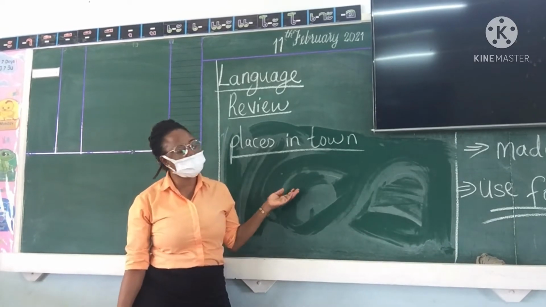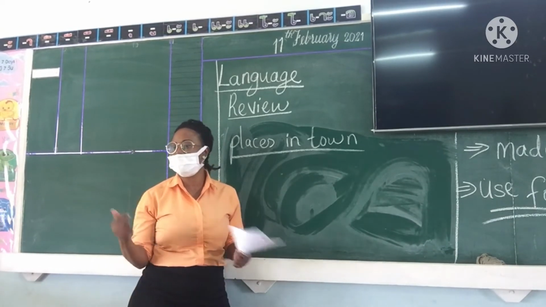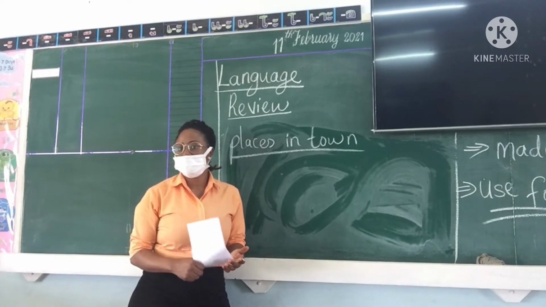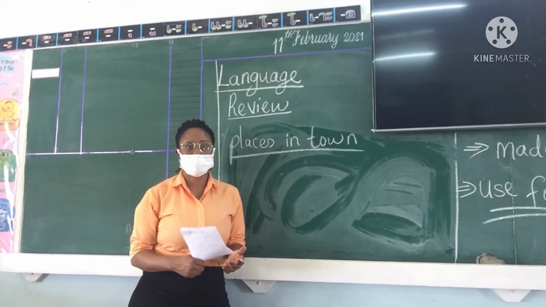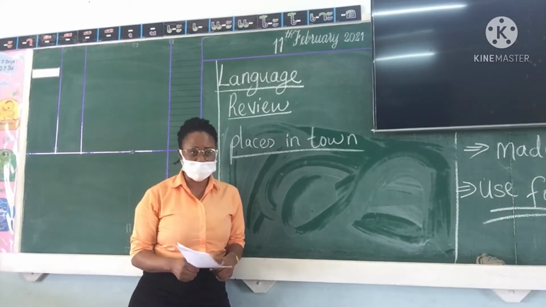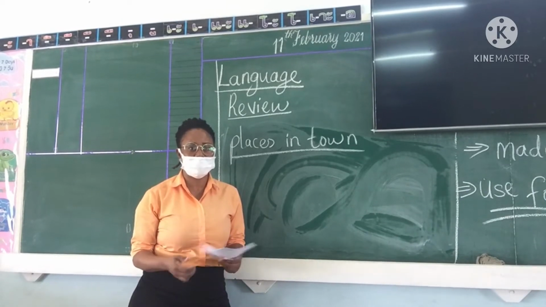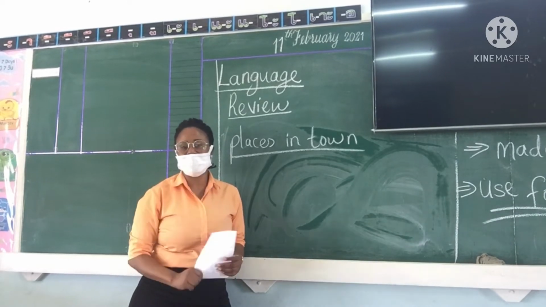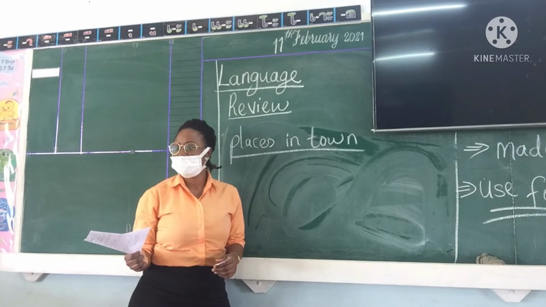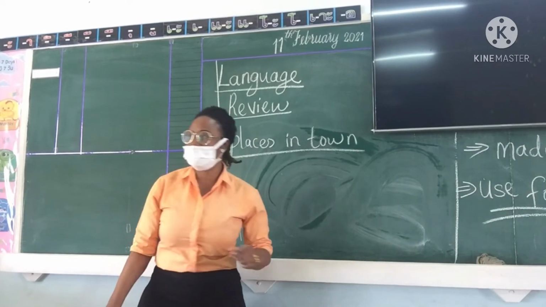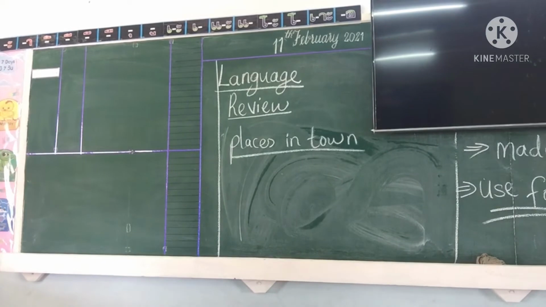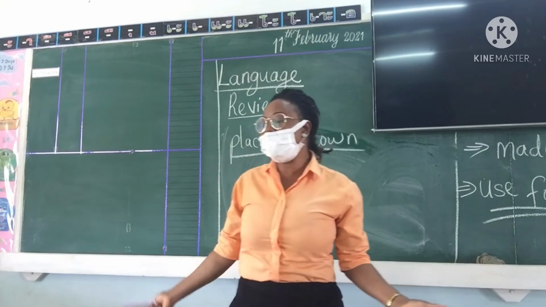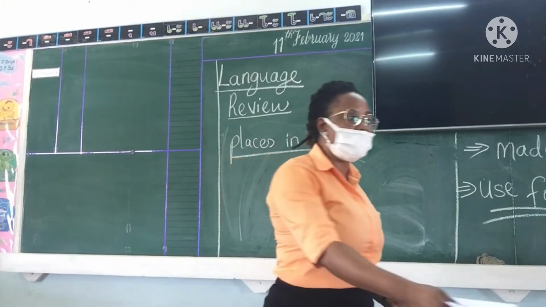What are the important places in a town? Just give me the names of few places in the town. Important places in a town. Places in the town. Town. Thailand is a country. I'm talking about a town or a city. Yeah. Supermarket. Very good. Yes. What? Parks. Yeah. This one that you're in, this one, school. School is an important place. Yeah. What else?